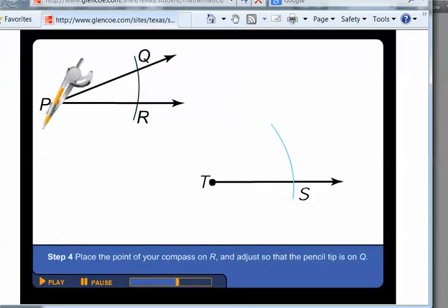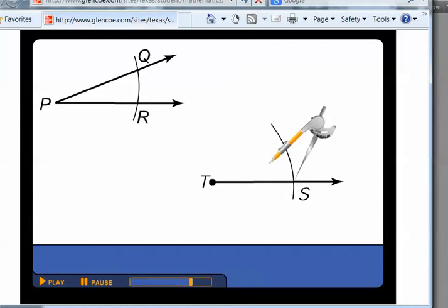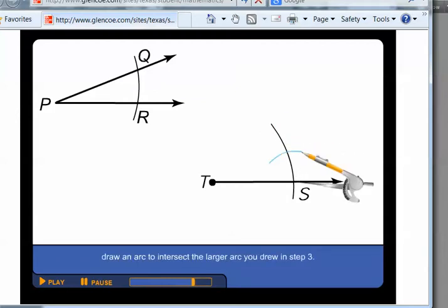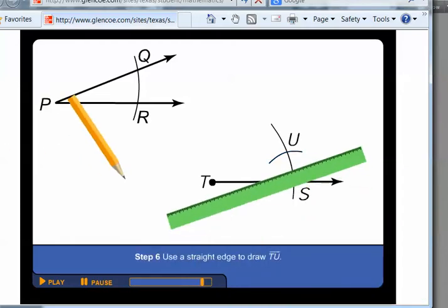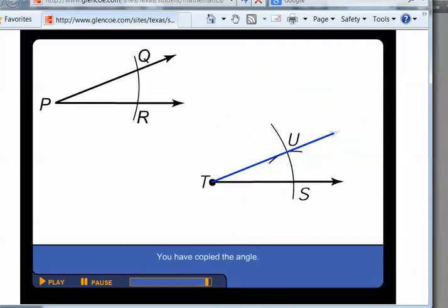Step 4. Place the point of your compass on R and adjust so that the pencil tip is on Q. Step 5. Without changing the setting, place the point of the compass at S and draw an arc to intersect the larger arc you drew in Step 3. Label the point of intersection U. Step 6. Use a straight edge to draw ray TU. You have copied the angle.